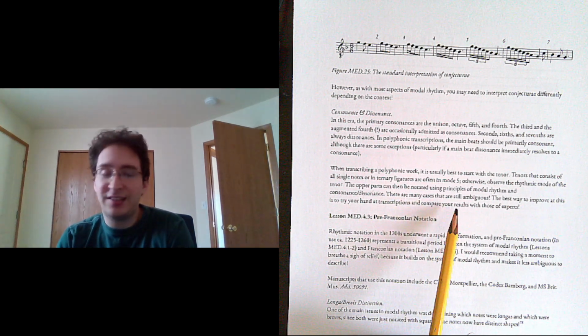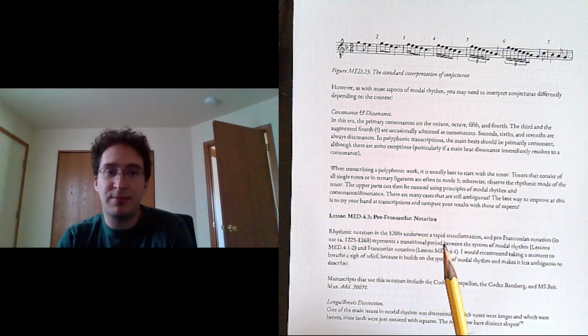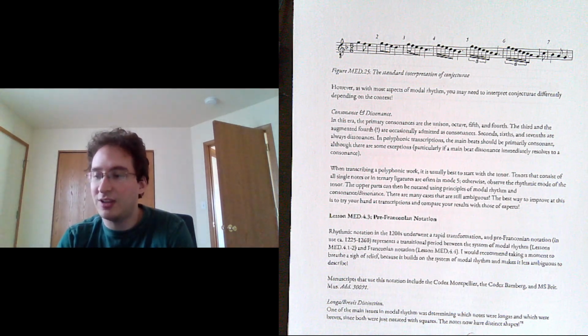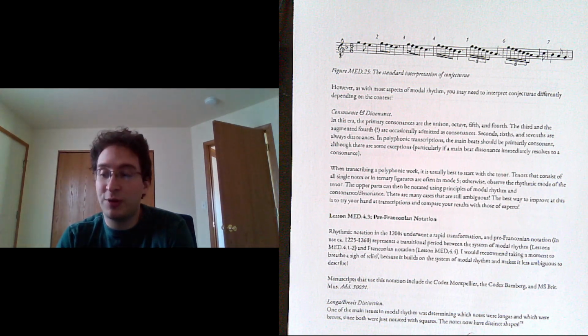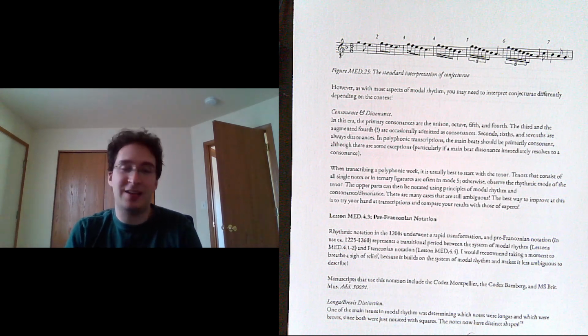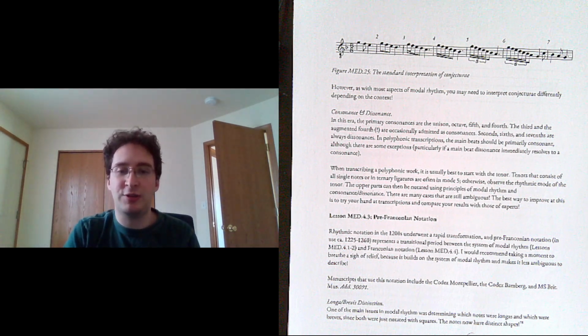But there are also many cases that are still ambiguous, so the same piece might be transcribed different ways by different scholars. The best way to improve at this point is just to try doing it and compare your results with people who know what they're doing, keeping in mind that the people who know what they're doing don't always agree with each other.